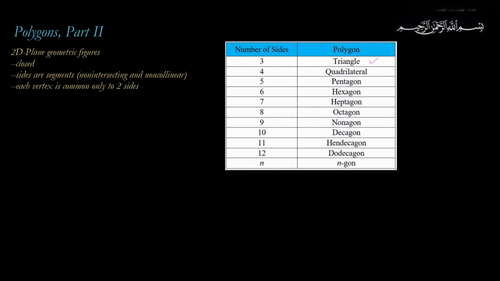A triangle, 3-sided polygon. Quadrilateral, 4-sided polygon. Pentagon, 5-sided. 6-sided is called hexagon. 7-sided heptagon. 8-sided octagon. 9-sided nonagon. 10-sided decagon. 11-sided hendecagon or undecagon. 12-sided is dodecagon, and then beyond that, just call it an n-gon: 17-gon, 18-gon, 21-gon, etc. So these are some of the common polygons that we see, and you can remember them. You should know at least the basic ones, so that would be helpful.